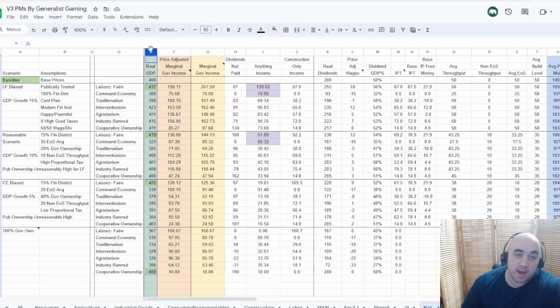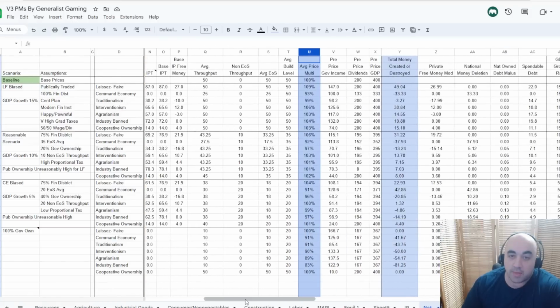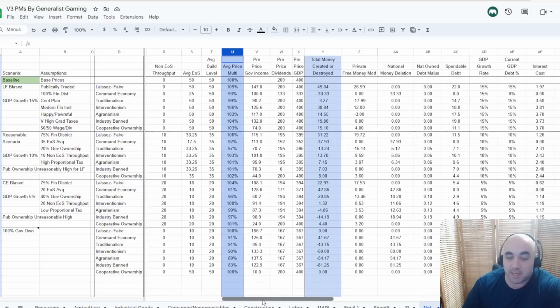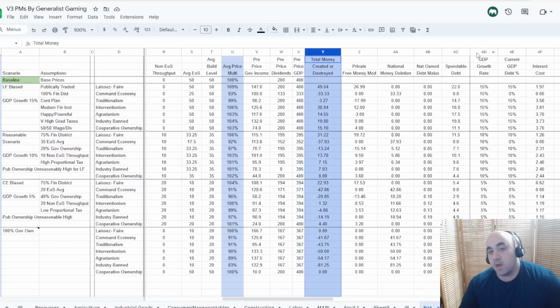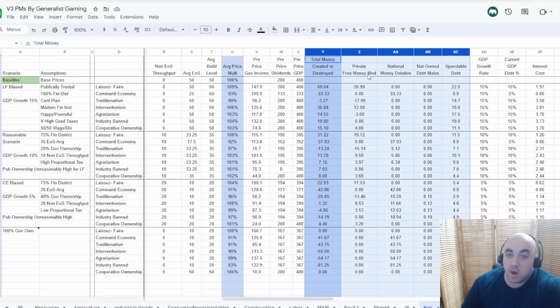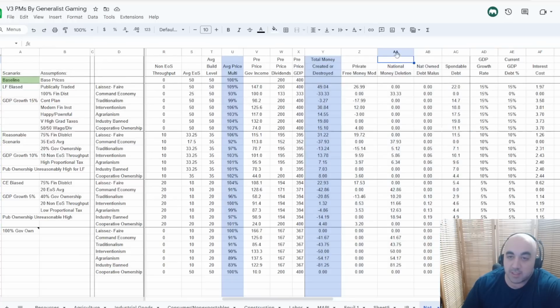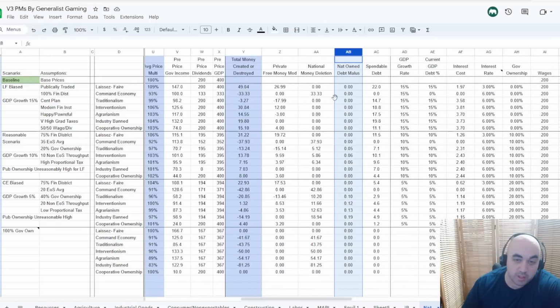Real GDP is calculating your GDP after adjustments made from the average price multiplier, which is going to be the primary thrust of what's going on here. This average price multiplier is taken from considering a variety of free money modifiers. We have the private free money modifier, so this is going to be investment pool contribution efficiency. We have a national money deletion, which is going to be from government dividends. We have nationally owned debt malice, where we are assuming under some conditions, if you are deficit spending, that you have some debt, and this is going to be a very, very small figure, but this is going to delete money as well. And then we have, as a positive modifier, spendable debt.